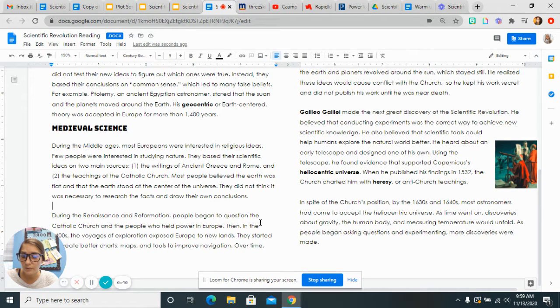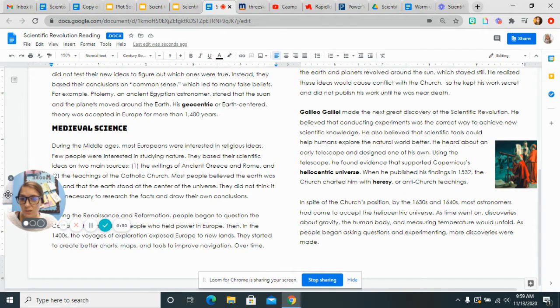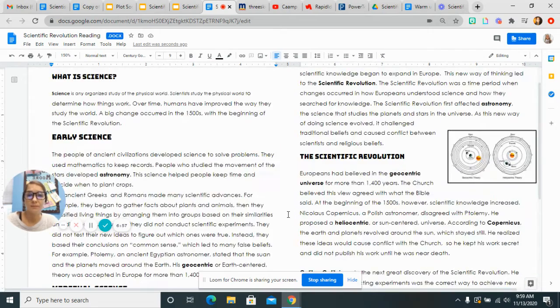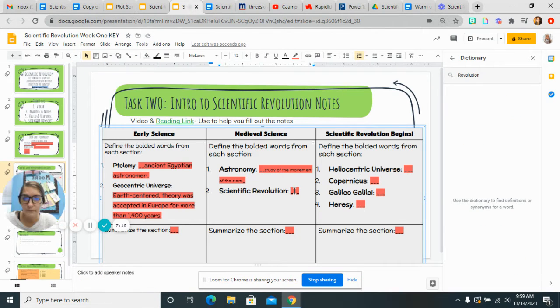During the Renaissance and Reformation, people began to question the Catholic Church and the people who held power in Europe. Then, in the 1400s, the voyages of exploration exposed Europe to new lands. They started to create better charts, maps, and tools to improve navigation. Over time, scientific knowledge began to expand in Europe. This new way of thinking led to the Scientific Revolution. The Scientific Revolution was a time period when changes occurred in how Europeans understood science and how they searched for knowledge. There we go. There's our definition for scientific revolution.